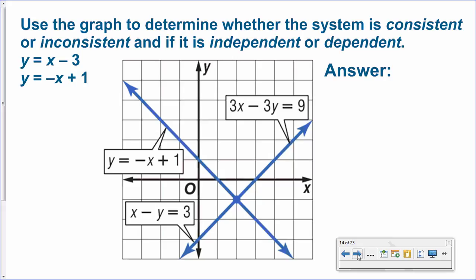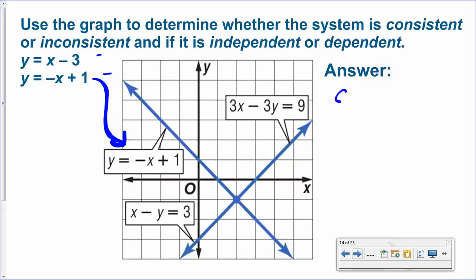So use the graph to determine whether the system is consistent or inconsistent. Look at the two equations that they're wanting us to refer to. This one and this one. So where are they at? This one is right here. And the other one is where? Well, does it matter? No, it doesn't matter. Why? If they're laying on top of each other, then they have to be the same equation, don't they? So these two are going to be consistent or inconsistent?